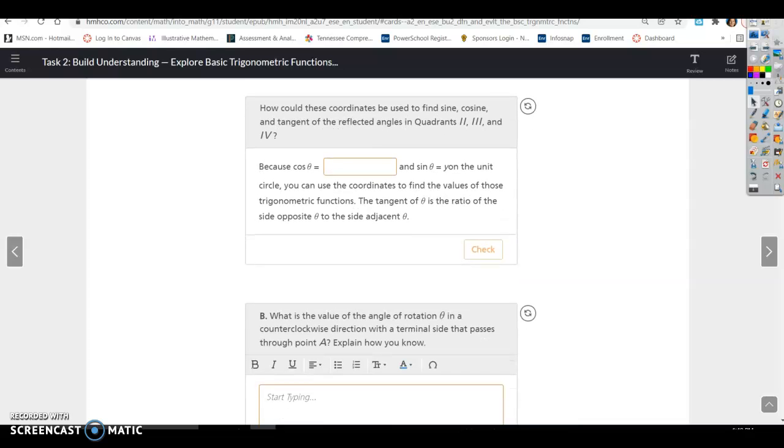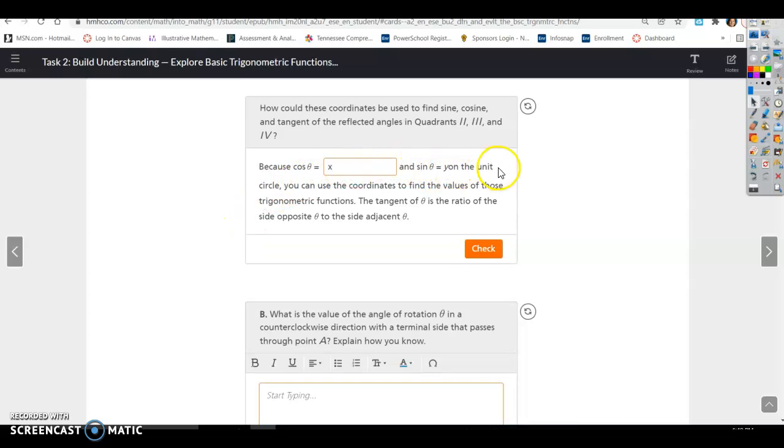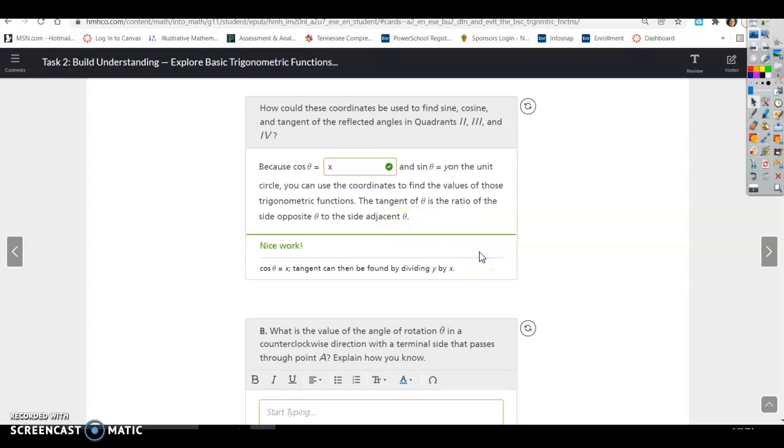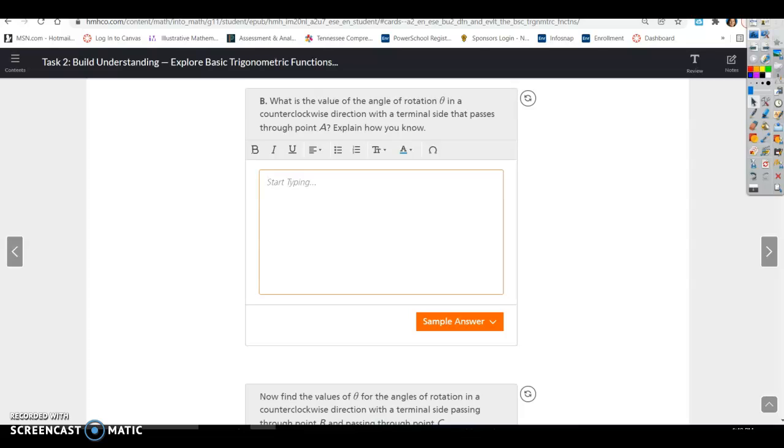How could these coordinates be used to find sine, cosine, and tangent of the reflected angles in quadrants 2, 3, and 4? So because cosine is your x and sine is your y on the unit circle, you can use the coordinates to find the values of those trig functions. The tangent of theta is the ratio of the side opposite theta and the side adjacent theta. So opposite over adjacent.